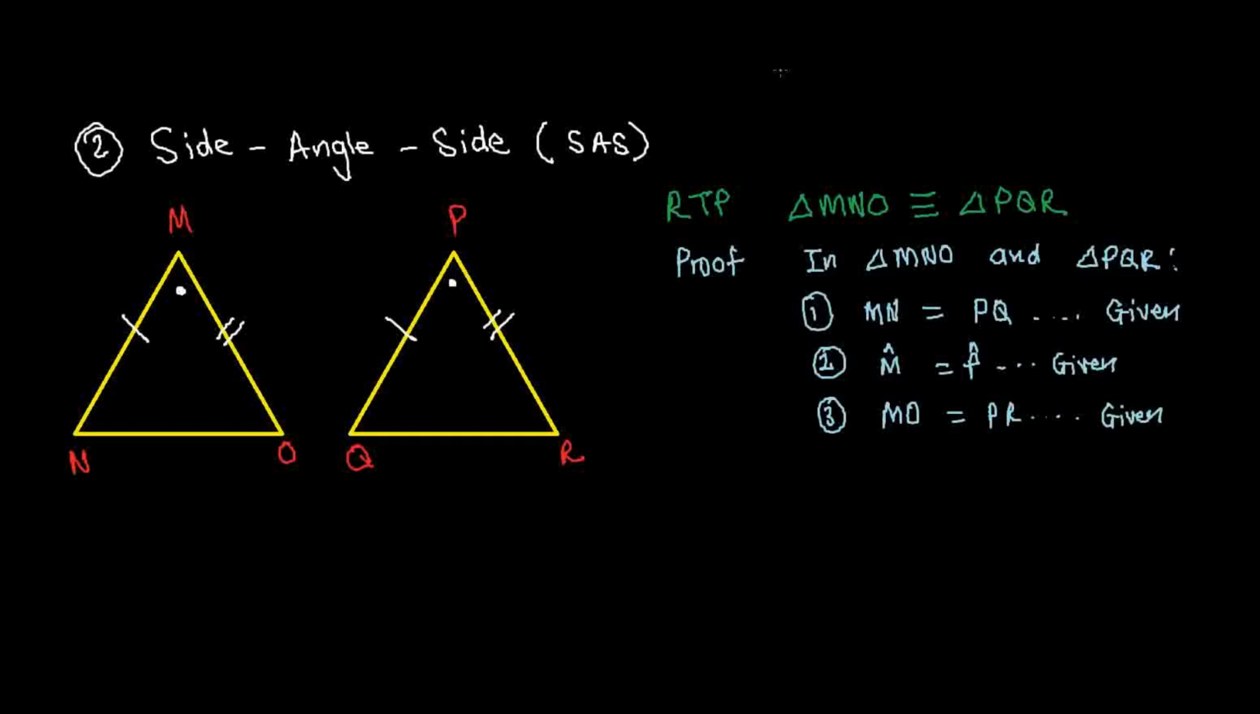So what is my concluding remark? My concluding remark is that therefore triangle MNO is congruent to triangle PQR. And the reason for that, as you can see, there's one pair of corresponding sides that are equal, one pair of corresponding angles are equal, and another pair of corresponding sides are equal. So in total, there's two pairs of corresponding sides that are equal. So it's side, then there's another side as well, and in between I have an angle. The condition of congruency is side, angle, side. So that's the third way in which I can prove congruency.